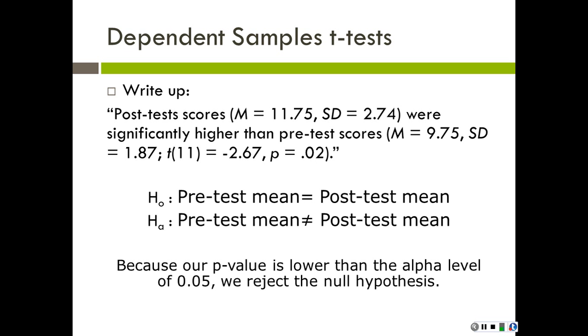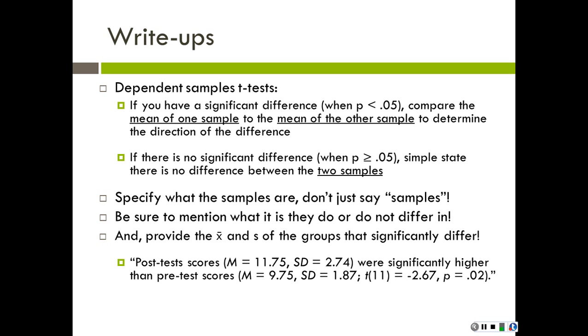The last thing, when you're writing up, here are all your little rules. If there is a significant difference, compare the mean of one sample to the mean of the other one, and that will tell you the direction of the difference. Like if we were doing a weight loss intervention, success would be measured by decreasing scores. So you'd say something like the pre-test scores are significantly higher than the post-test, or the post-test scores are significantly lower, indicating that people using this intervention lost weight. It all depends on the difference between the pre and post-test scores and how you interpret this. But you want to put that in your statement.